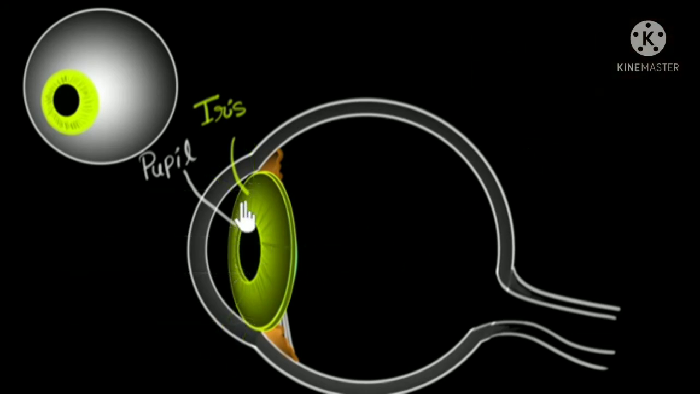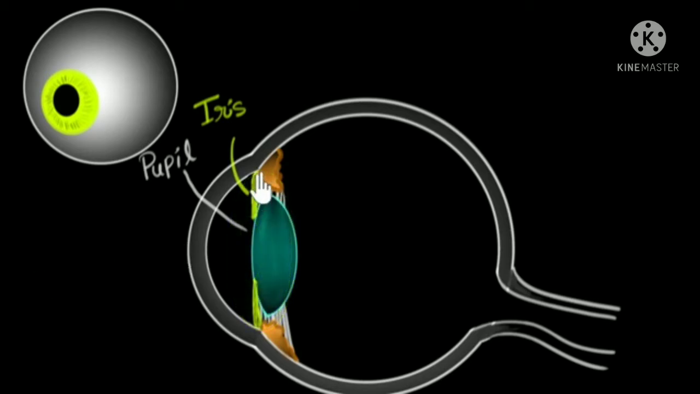All right, now let's get rid of the iris so that we can see the other parts of the eye. So now we are only seeing a section of the iris. It's the same iris with the hole in between. All right. So let's look at the other parts. This bulged part of the eye, which is in front, is called the cornea. So this is called the cornea.